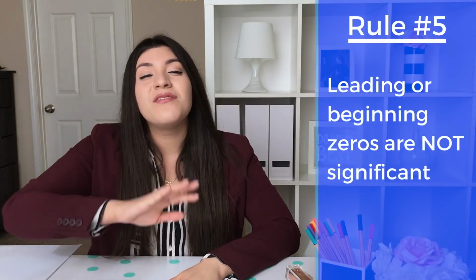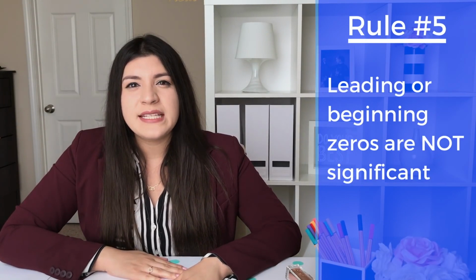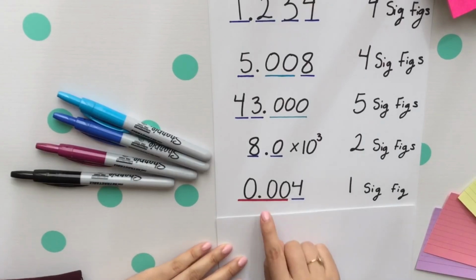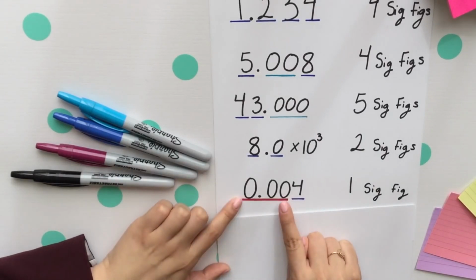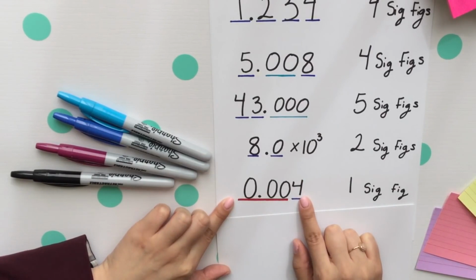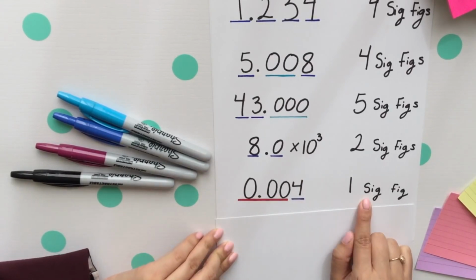Rule number 5, any leading or beginning zeros are not, I repeat, not significant. Looking here, these 3 are leading or beginning zeros. They do not count as significant. Only this 4 counts, so there's only one sig fig.